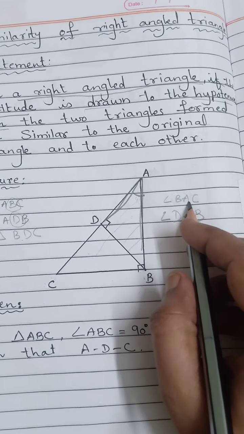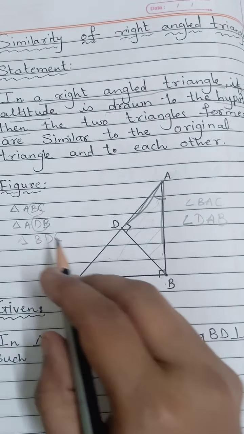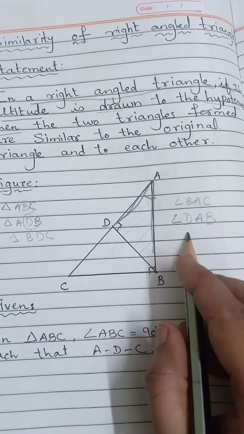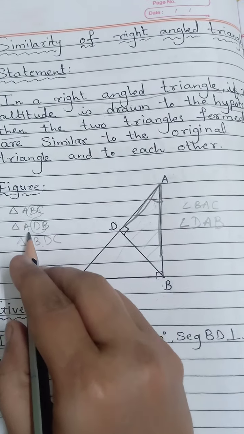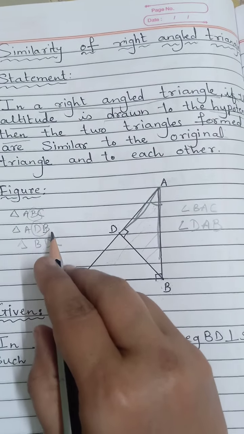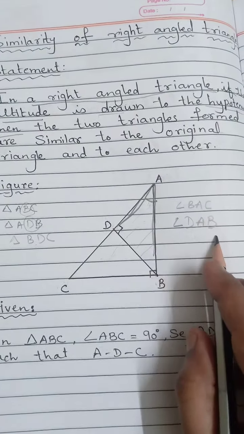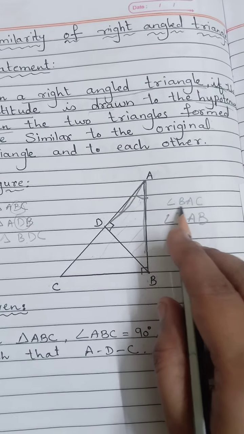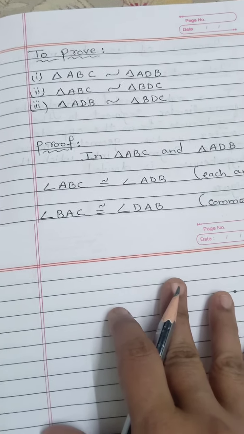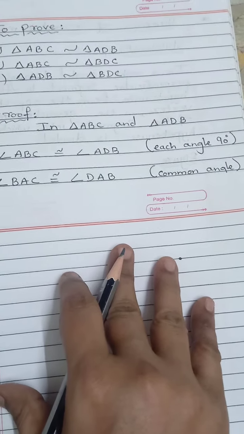If I will take angle BAC, so I have taken one of the angle BAC. So B is correspond to D. So B की जगह पे D. A is correspond to A. So A की place पर A. Then C is correspond to B. So C की place पर B. That means we have got angle BAC will be congruent to angle DAB. So see here, angle BAC is congruent to angle DAB, and the reason is common angle.